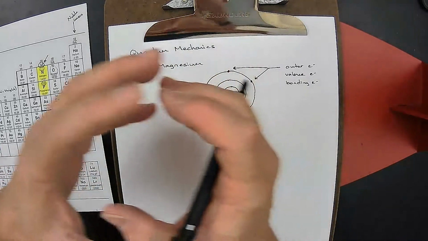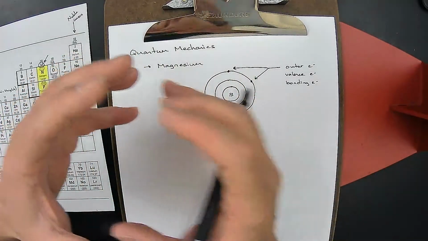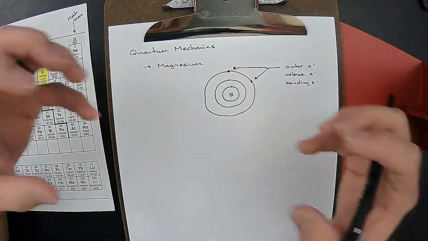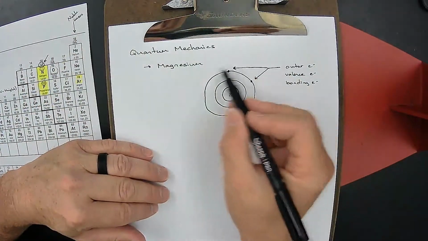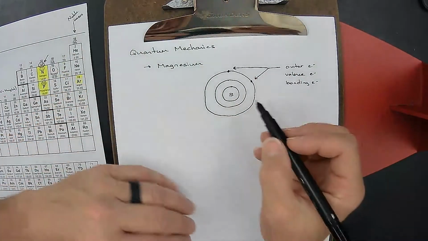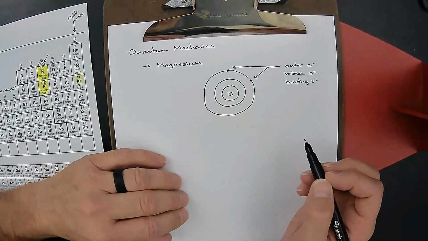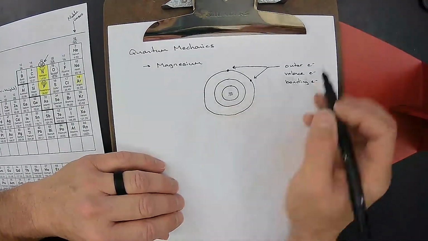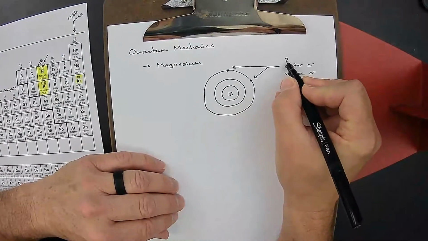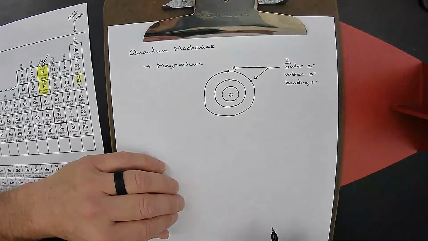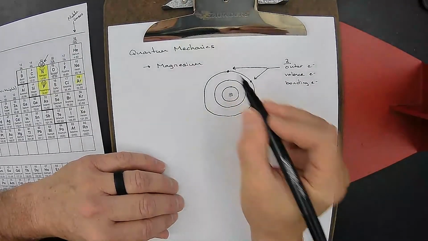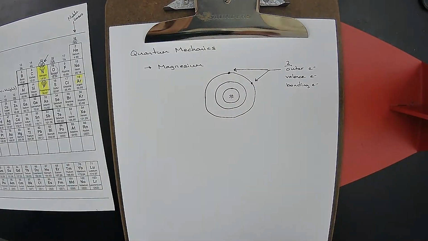These are the most important part of the atom because this is the part of the atom that's going to connect, it's going to stick to, it's going to bond with other atoms, because as they fly around, that's the part of the atom that's going to hit each other. So there are 2 outer electrons, 2 bonding electrons, or 2 valence electrons. We have 3 different names for these.